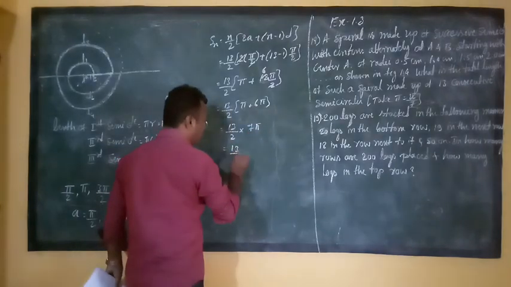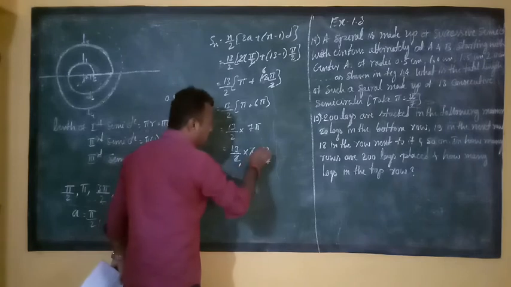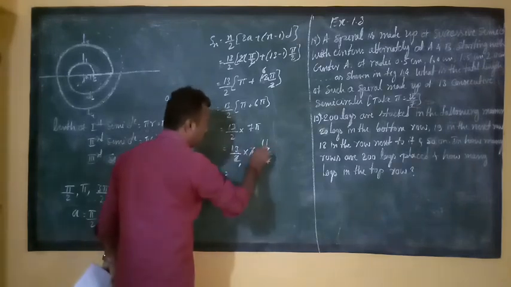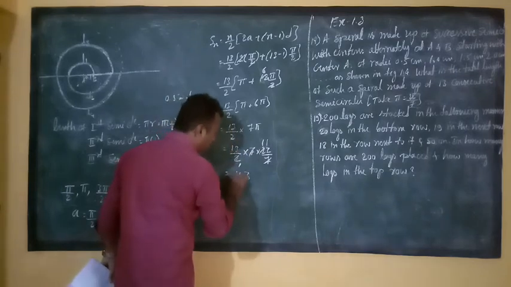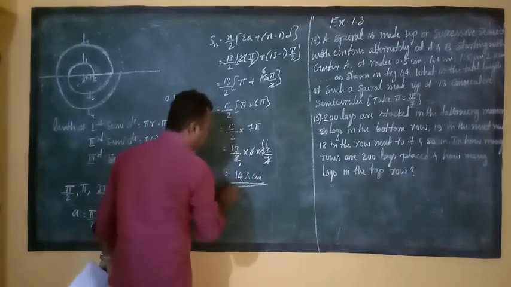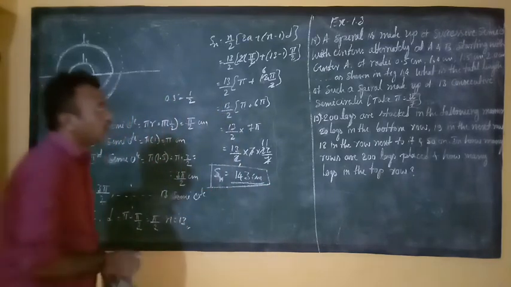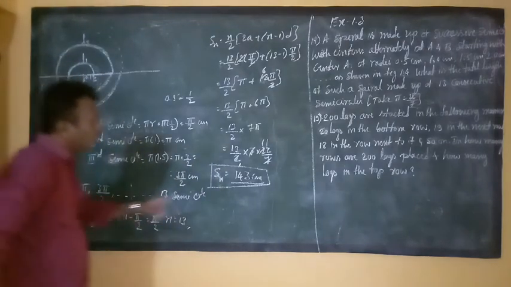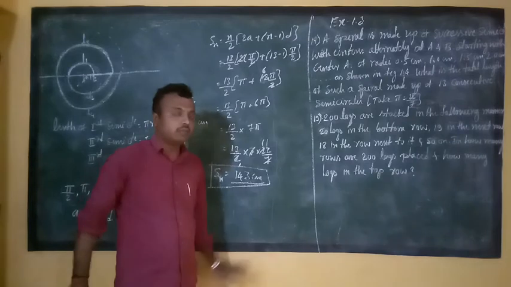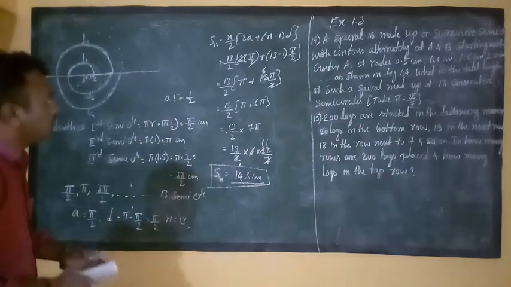So 13 by 2 into 7, now we have to substitute pi as 22 by 7. The 7s get cancelled. 2 1s are 2, 13 into 11, which is 143 centimeter. So therefore the total length of the spiral made up of 13 consecutive semicircles becomes 143 centimeter. So like this, we have to solve problems. Understand, friends? You have to practice at home properly.